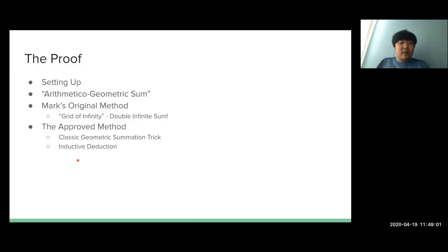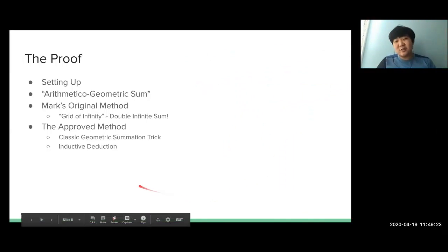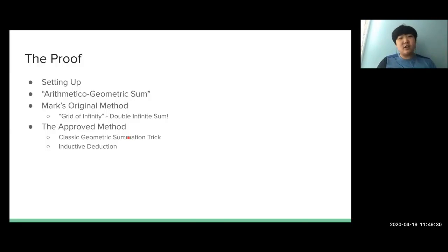However, there is another approved method that I must admit is a lot easier. It's basically the classic geometric summation trick where you multiply it with a common ratio and then you subtract instead of adding. I urge you to try it, but basically this yields a nice complete answer without having to bother with the doubly infinite nature of the other solution. You can also solve it using induction. I have seen people do this, and it's not hard. It's just that the inductive proof is quite rigorous. So if you want to test out your logic skills, I recommend that you do this.